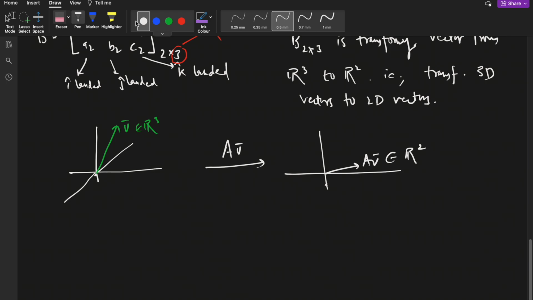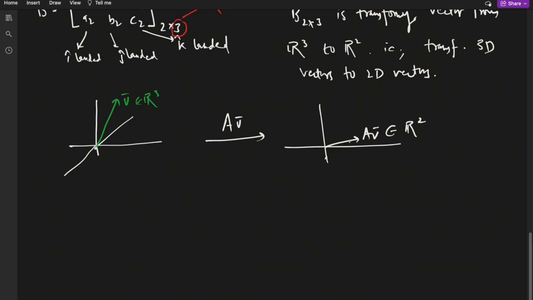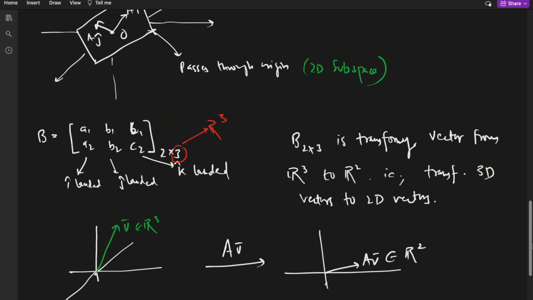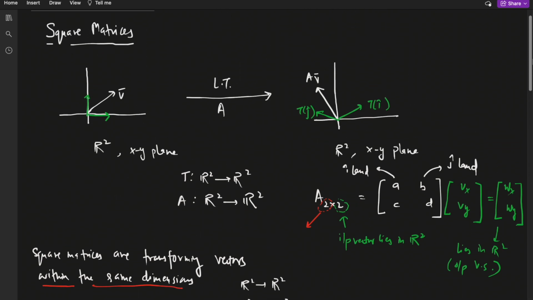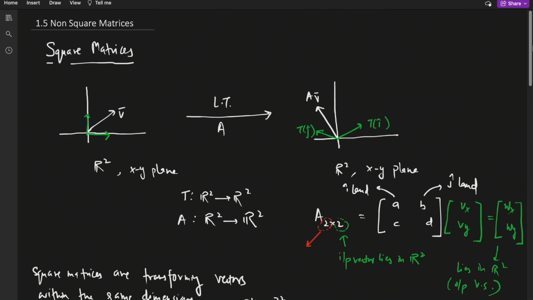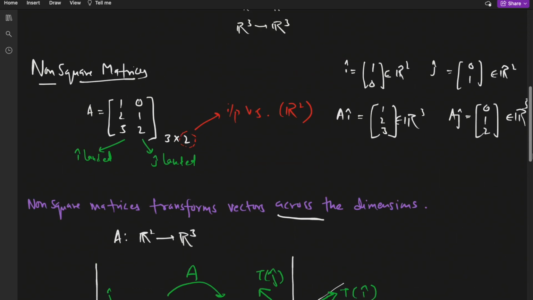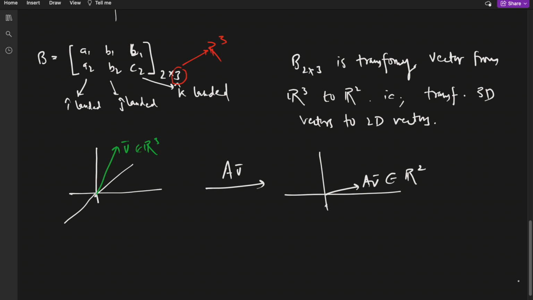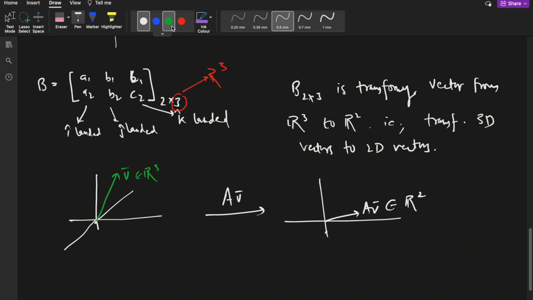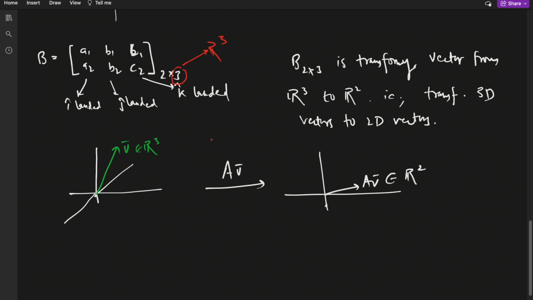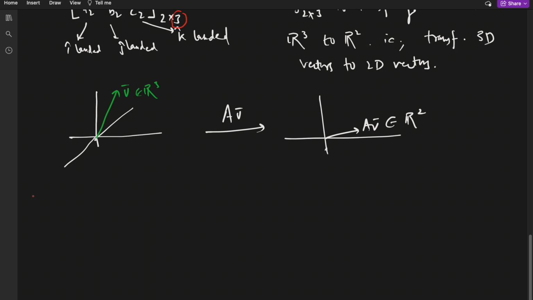So you see, non-square matrices are important because they transform vectors across dimensions. That is their importance. Square matrices transform vectors within the same dimension, whereas non-square matrices transform vectors across the dimensions. So they are taking the vectors from one dimension to another dimension. That is how beautiful it is. It is moving a vector from one dimension to another dimension, right? Okay. So one more thing I need to cover today is a very basic thing, matrix multiplication.